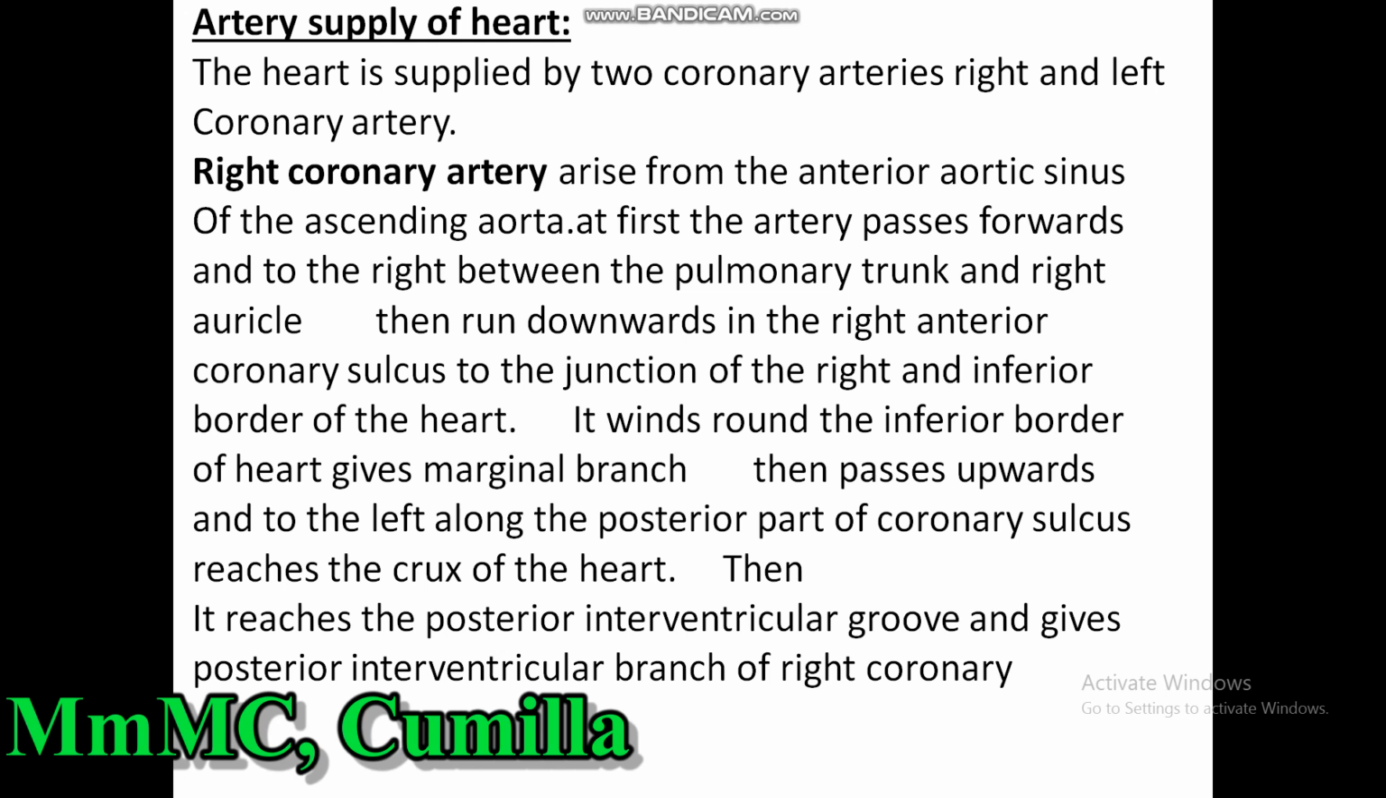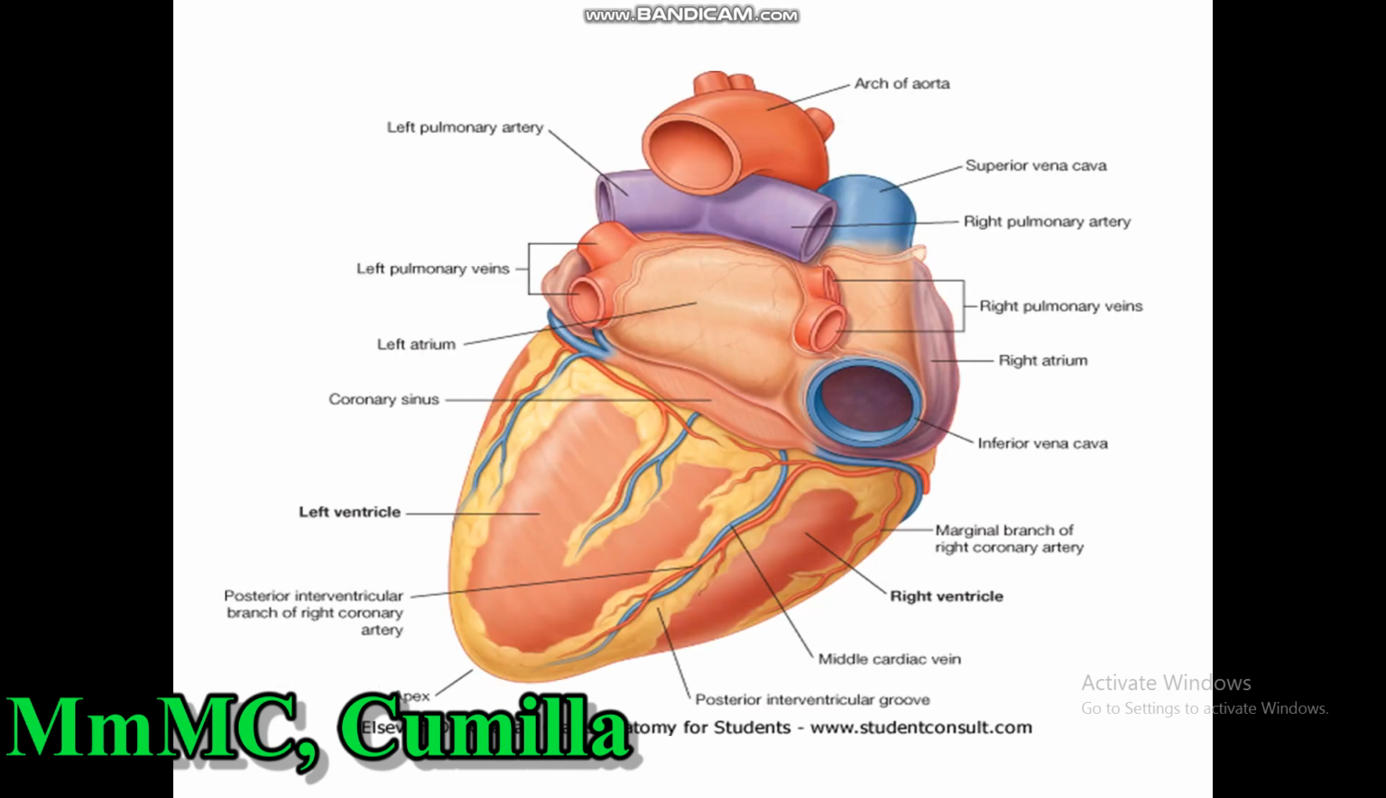It winds round the inferior border of the heart, gives the marginal branch, then passes upwards and to the left along the posterior part of the coronary sulcus, reaches the crux of the heart. Then it reaches the posterior interventricular groove and gives the posterior interventricular branch of the right coronary artery.